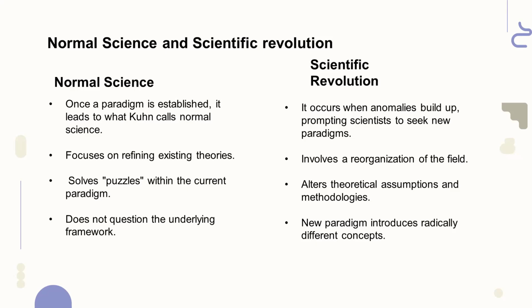Then, scientific revolution. It occurs when anomalies build up among scientists, prompting them to seek a new paradigm. A scientific revolution involves a reorganization of the field, and it alters theoretical assumptions and methodologies. So a new paradigm basically introduces radically new concepts. That means a new paradigm is not an extension of the old one, but a reconstruction of it.